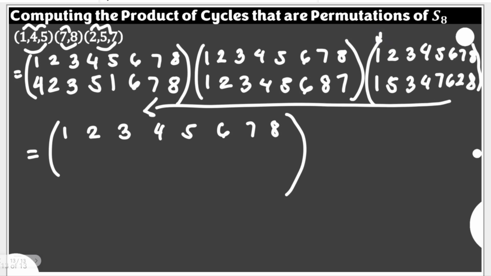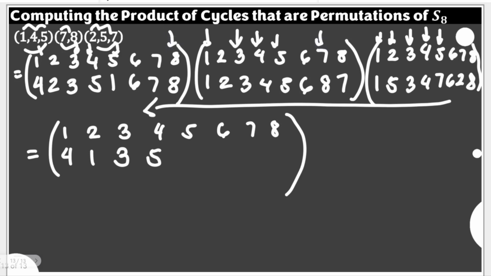1 is mapped to 1, 1 is mapped to 1, 1 is mapped to 4. For 2, 2 is mapped to 5. Here we'll move to 5, mapped to 5, and 5 is mapped to 1. In short, 2 is mapped to 1. Next, 3 is mapped to 3 throughout. Then 4 is mapped to 4, 4 is mapped to 4, 4 is mapped to 5. Then 5 is mapped to 7, 7 is mapped to 8, 8 is mapped to 8. So that's 5 mapped to 8.